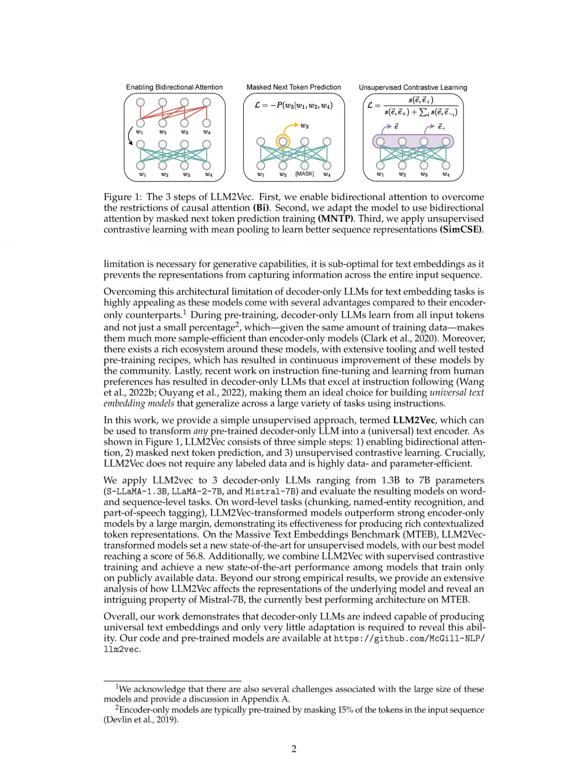Secondly, decoder-only LLMs benefit from a rich ecosystem with extensive tooling and well-tested pre-training recipes, leading to continuous improvement by the community. Thirdly, recent advancements in instruction fine-tuning and learning from human preferences have shown that decoder-only LLMs excel at instruction following, making them ideal for building universal text embedding models that generalize across various tasks using instructions. Additionally, decoder-only LLMs have been demonstrated to outperform strong encoder-only models by a large margin on word-level tasks, showcasing their effectiveness in producing rich contextualized token representations.